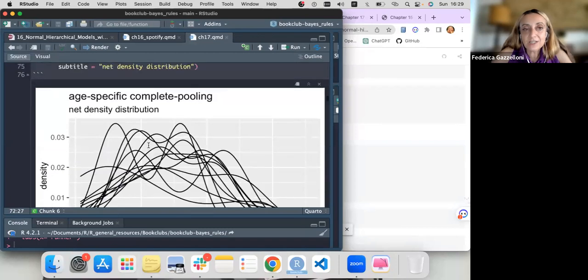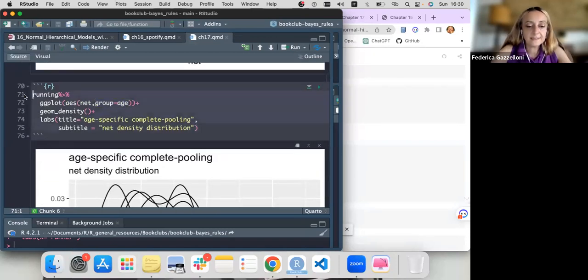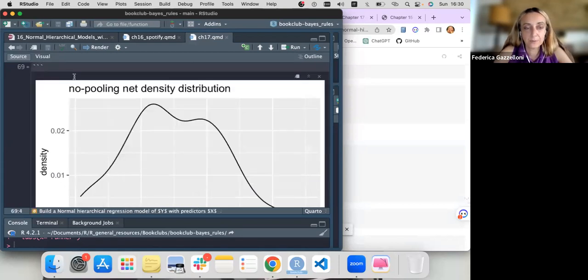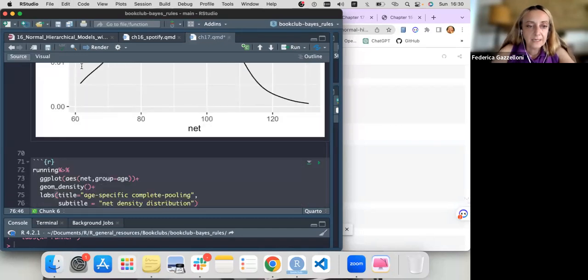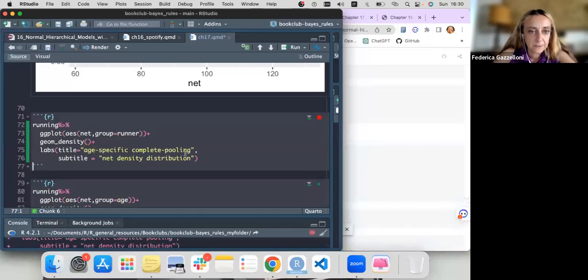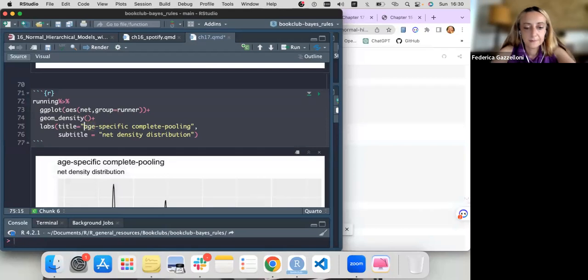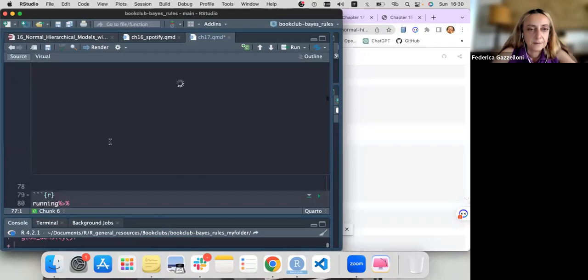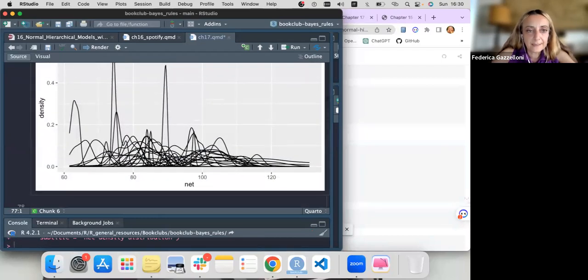And it does change again if I do this by runner. You can see that it is still quite different. Some of them have a very tight variability, while others spread more along the axis.